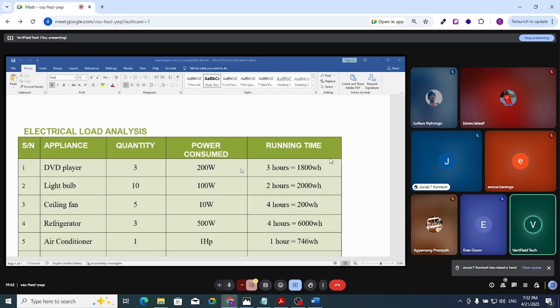So total, is there anybody writing? Is there anybody here calculating it for us? Who can give us the total energy consumption of the facility? Quickly, please. Can anybody give us the total energy consumed by the facility? Anybody here who is writing, who can provide us with that information?